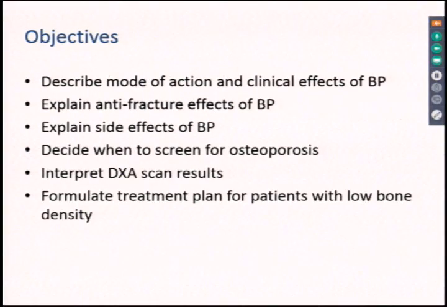I have no disclosures today, and my objectives are the following. They may not necessarily occur in that particular order because the slides are jumbled up a little bit to follow cases. But by the end of this talk, I hope that I will have explained to you the mode of action and clinical effects of bisphosphonates. Why do they do what they do? Explain the anti-fracture effects of bisphosphonates and their side effects. And then hopefully we will have a better understanding of when to screen for osteoporosis, how to interpret DEXA scan results, and based on that, how to formulate treatment plans for patients who have low bone density.